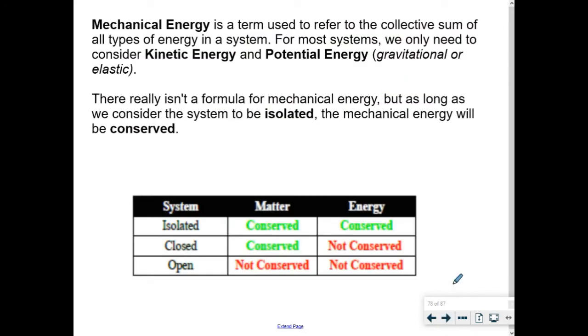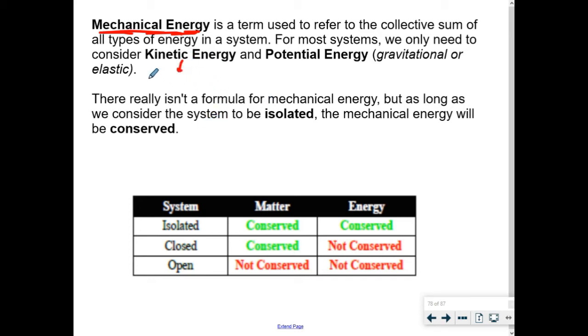I've got one more slide, and then we're going to do 4 examples. Those will be problem-solving scenarios in which being able to keep track of energy in a system is the goal. The word we use to describe all of this energy is mechanical energy. It's a term used to refer to the collective sums of all types of energy. And for us in Physics 20, that means we're only going to focus on 3 things.